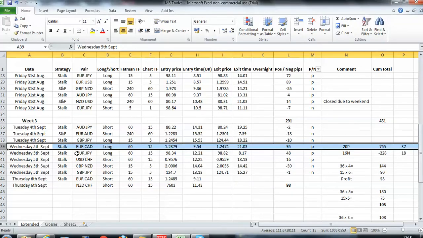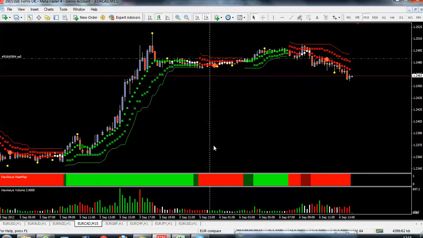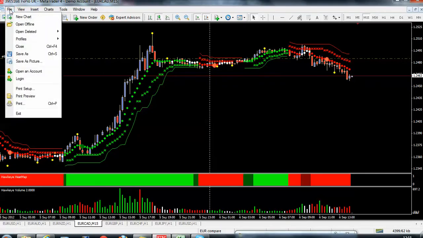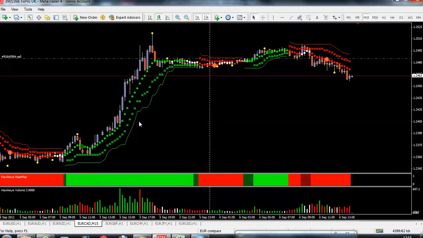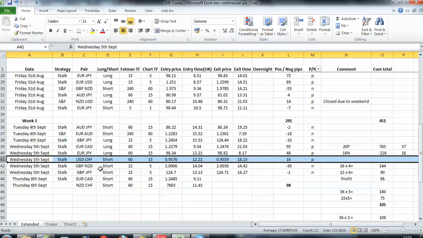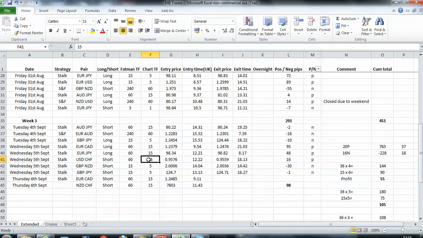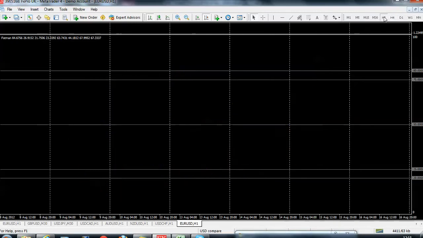so that was that. Euro Canadian, you're in. You've seen this one that we've got in right now. What else did we have yesterday? We had a dollar Swiss trade. Look at the US dollar profile. Again, this was a 15-minute, I think. Let me just look. Yep, 15-minute trade off of 1 hour fat man. So let's just change that to 1 hour.